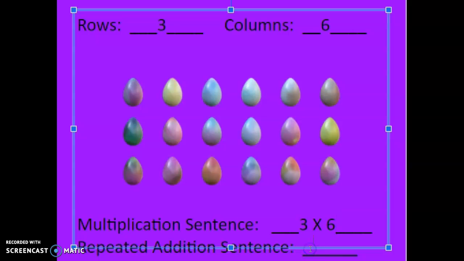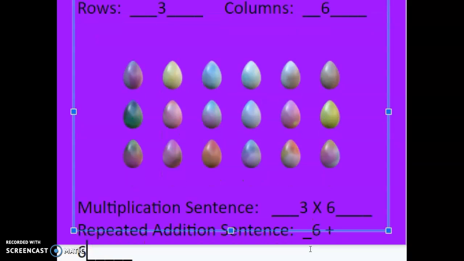And if I'm thinking about how I could write a repeated addition sentence for that, what number is going to be repeated and how many times is it going to be repeated? So I'm saying 3 rows of 6. In this case, it is 6 that's going to be repeated. And how many times should I see 6 in my repeated addition sentence? You're exactly right. I should see it 3 times.